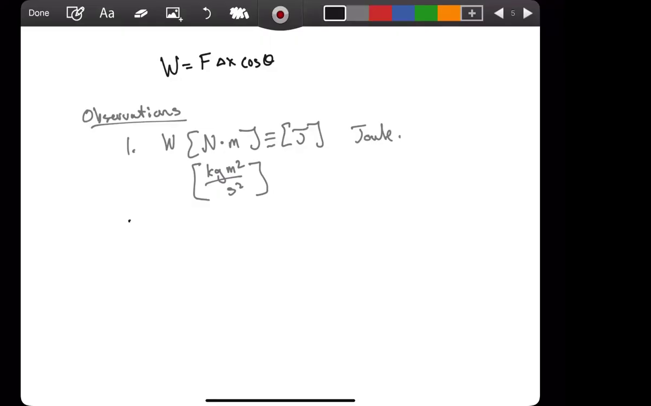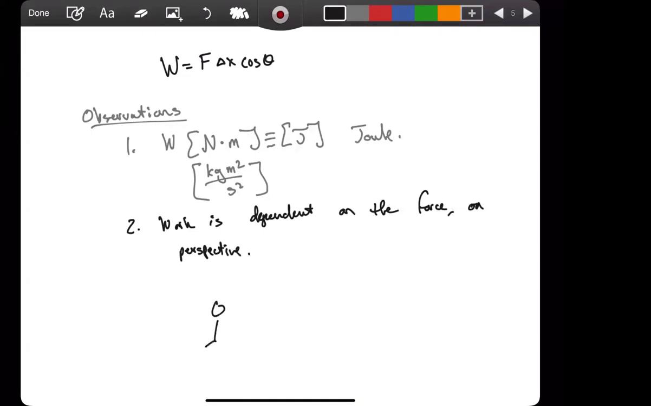Observation number 2 is that the work is going to be dependent on who it is that I'm actually talking about. So work is dependent on the force, or alternatively, on perspective. So what do I mean by that? What I mean by that is, let's say I'm standing here.